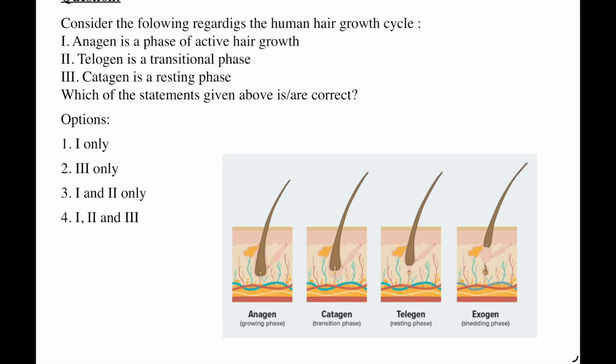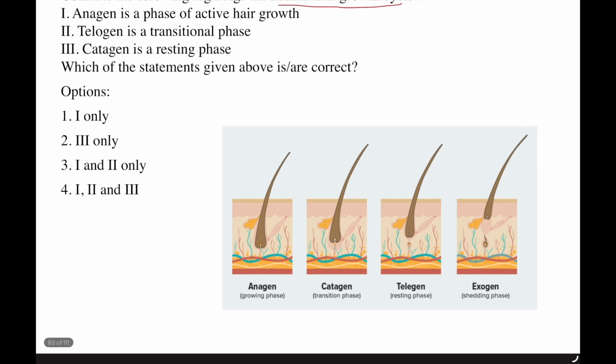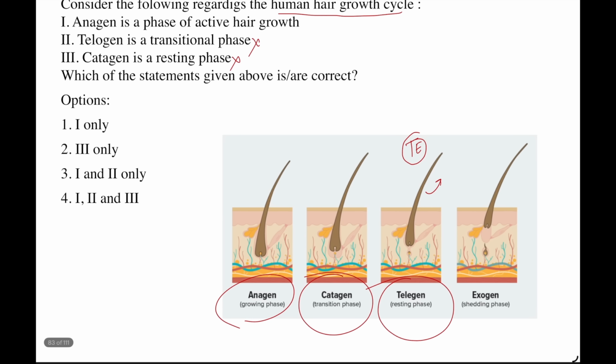So this is easy. Human hair growth cycle. We used to show these charts to the patients during consultation. We used to explain to them that anagen is a growing phase, catagen is a transition phase, and telogen is the resting phase. Telogen effluvium, do you remember, after pregnancy there is sudden loss of all this telogen hair? So telogen is not a transitional phase, catagen is not a resting phase, anagen is, yes, a phase of hair growth. So option 1 is the only correct answer according to this. Exogen is the shedding phase.